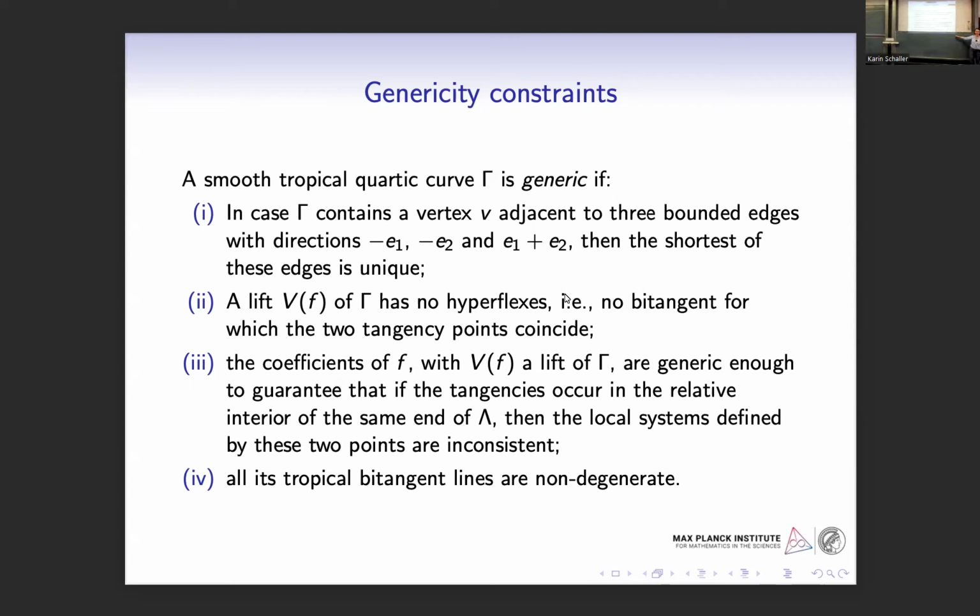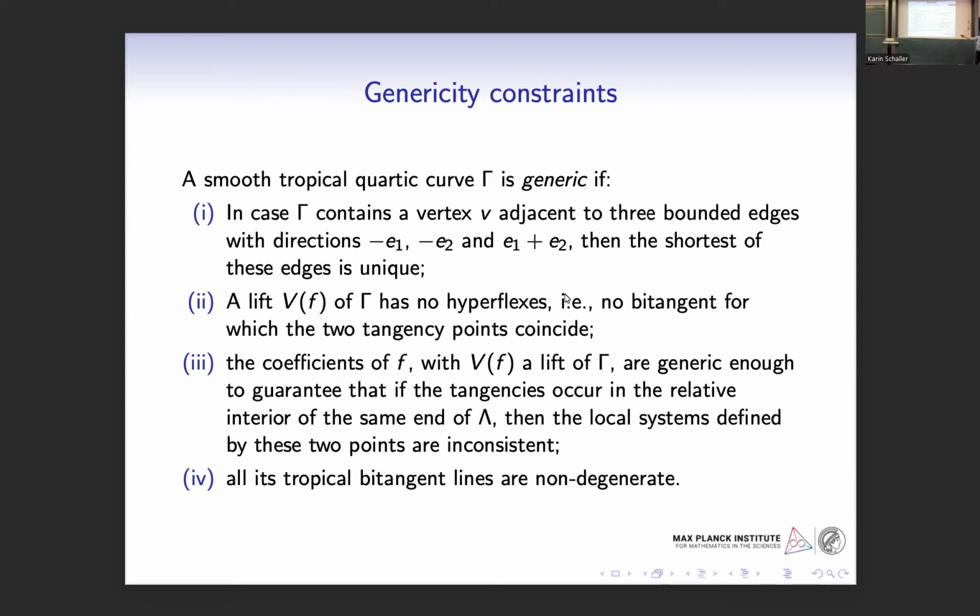If we have this, then there has to be a unique shortest edge. And with the length, I mean the lattice length. Okay, so here we have like length 1, this is 1/2, and this is 1/2. So here we have a unique shortest edge. This is the first condition.